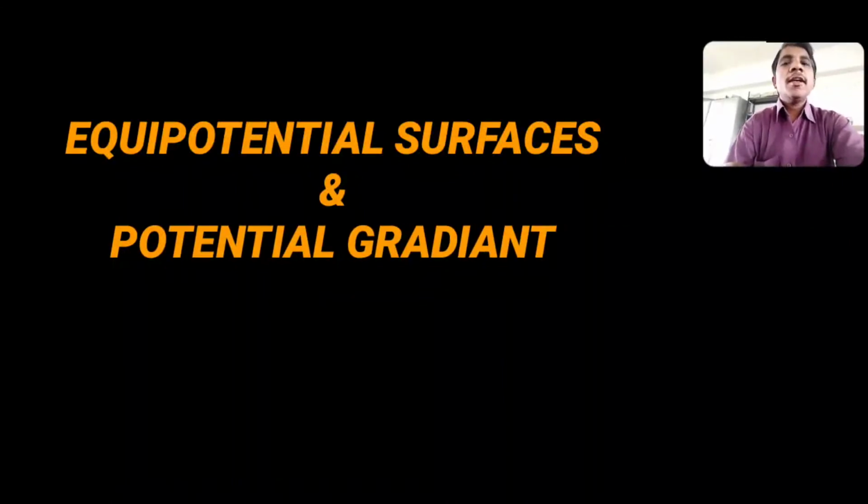Okay, good morning all. Today we are going to discuss equipotential surfaces and potential gradient. After knowing the electric potential, we have to know what equipotential surfaces are and what the potential gradient is, E equal to minus del V. What is the del operator? That is very important for electromagnetic fields, so we go for that now.